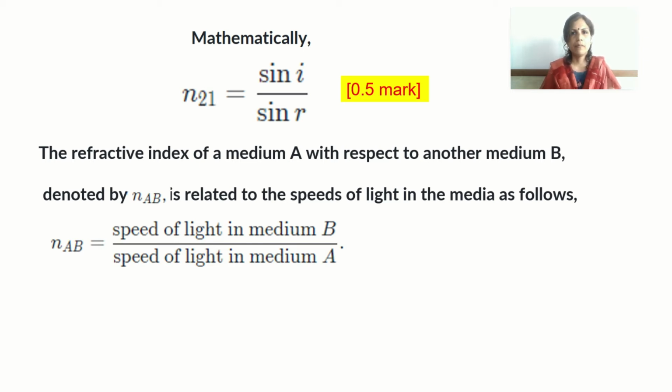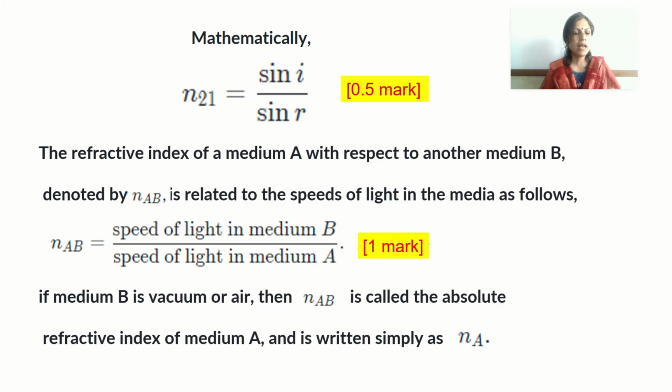1 mark will be given. Next part of the question is, if medium B is a vacuum or air, then NAB is called as absolute refractive index of medium A, and it is simply written as NA. So NA is absolute refractive index of medium A. If I write NB, it will be absolute refractive index of medium B. And in terms of speed of light in air and vacuum, its formula will always be speed of light in vacuum upon speed of light in the medium. And for writing this, you will be given half mark.